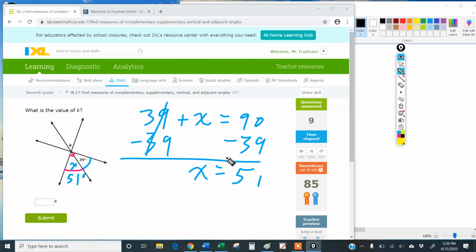But something else that you'll notice is that if this angle right here, I'll go over it in yellow, is 51 degrees, and this angle here we see is vertical to this angle. So if this angle is 51 degrees, then this angle must also be 51 degrees. So angle K is 51 degrees.